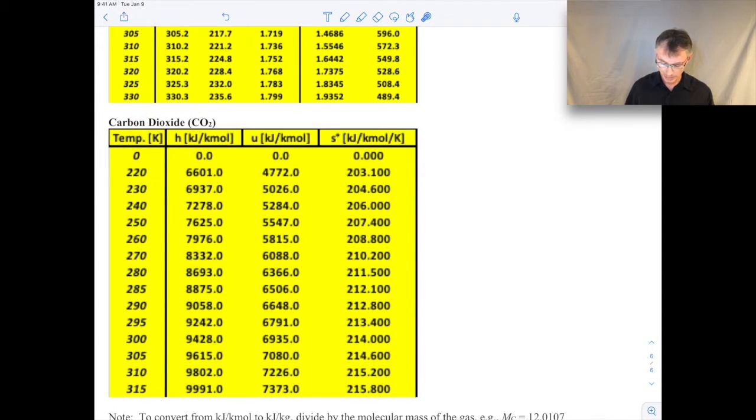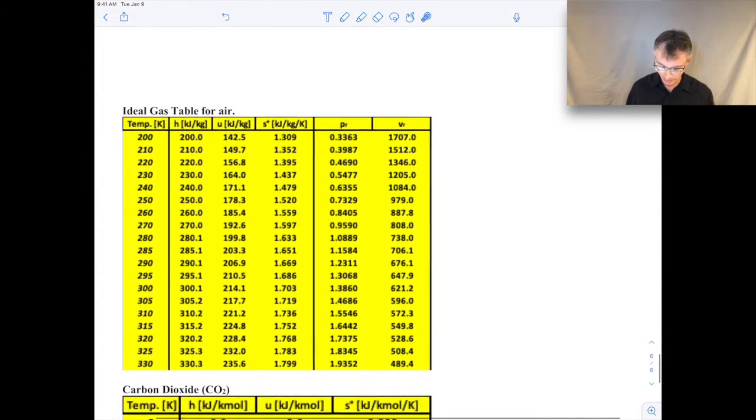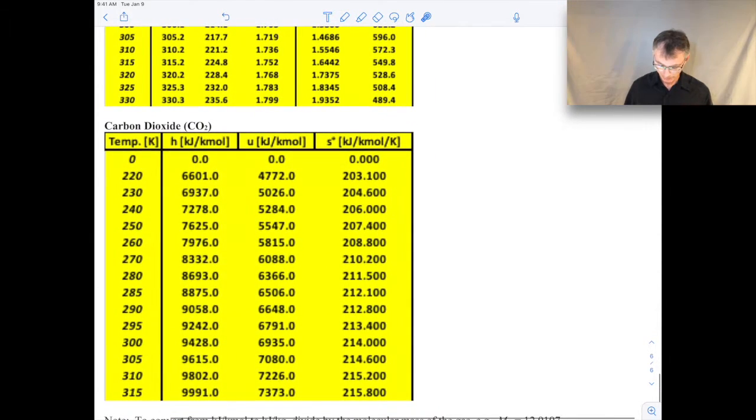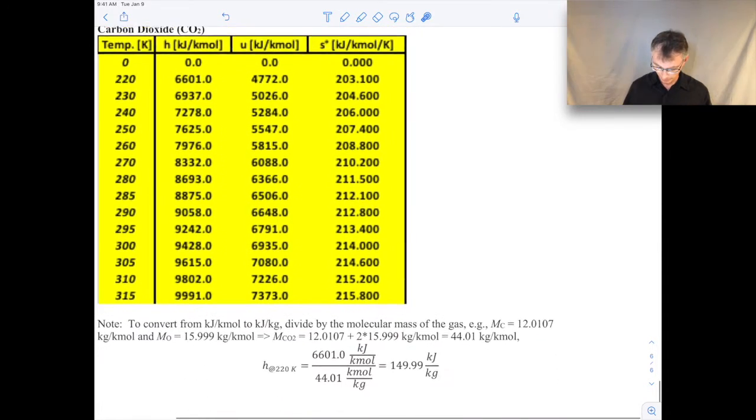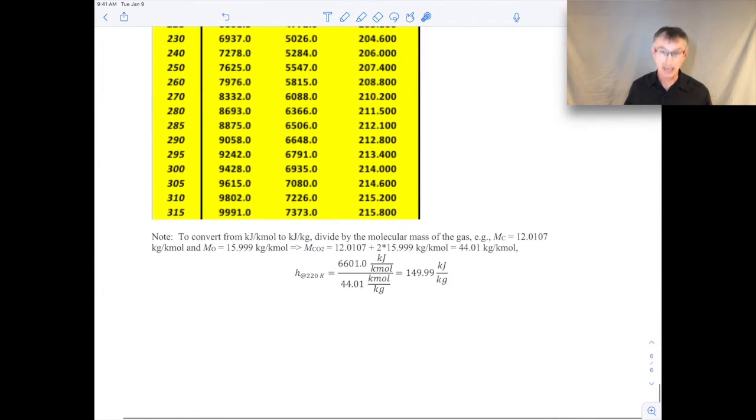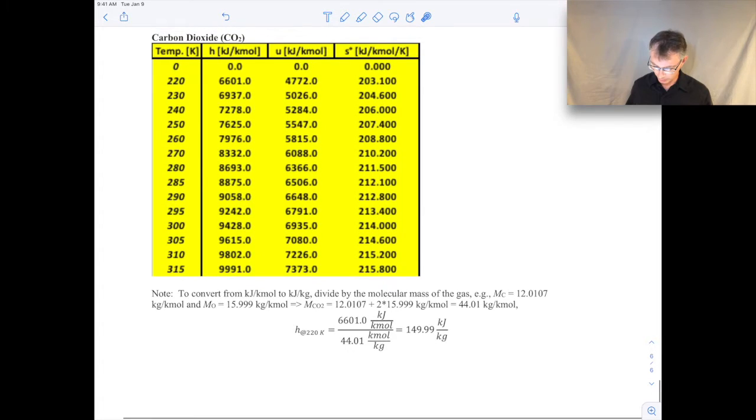So here's a table for carbon dioxide. The one thing that you'll see a little different in the one for carbon dioxide is that instead of kilojoules per kilogram, like here for air, here for carbon dioxide it's kilojoules per kilomole. So to get that to kilojoules per kilogram, you have to divide through by the molecular mass. So you take the molecular mass of the material. Here we're dealing with carbon dioxide. The molecular mass of carbon is about 12 kilograms per kilomole. Oxygen is almost 16 kilograms per kilomole. So CO2, there's one carbon, two oxygens, so the molecular mass of CO2 is about 44 kilograms per kilomole.